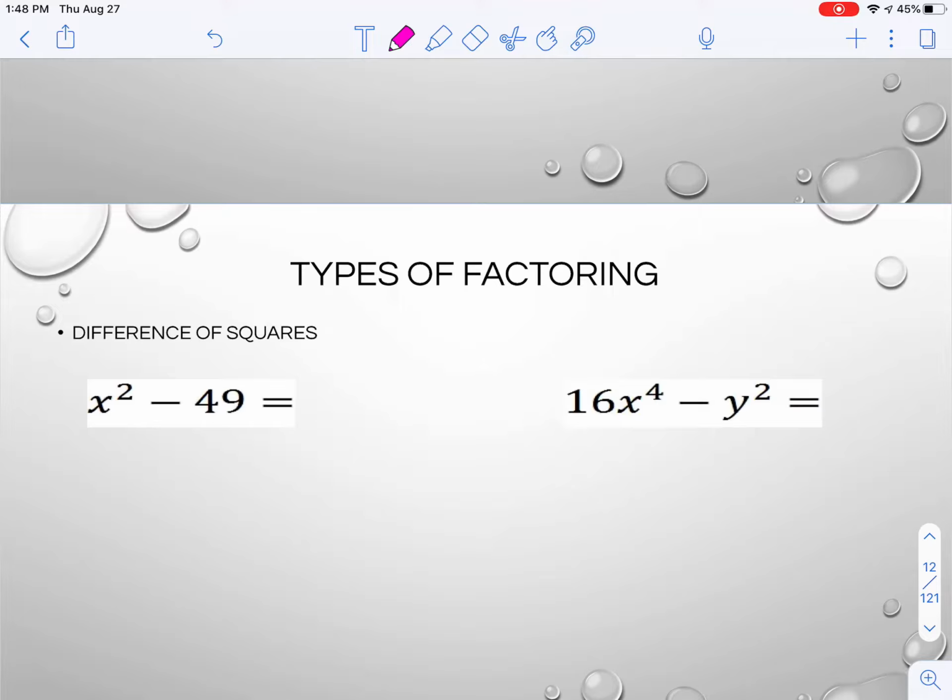So x squared is a perfect square. The square root of that is x. Square root of 49 is perfect. It's 7. Make 1 plus, 1 minus.